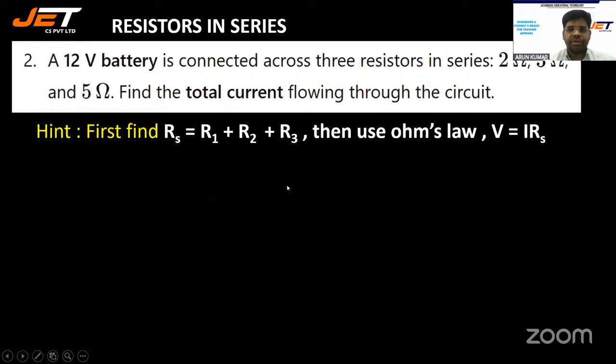Okay, look at this one. A 12-volt battery is connected across three resistors in series: 2 ohms, 3 ohms, and 5 ohms. Find the total current flowing through the circuit. Students, any question, you've got three aspects.